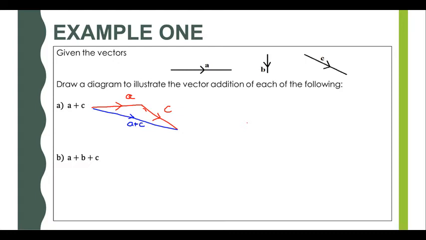We can do the same for part B. So again, if we draw vector A with its direction and label, and then we add vector B with its direction and label, and then we add vector C with its direction and label. Then we can draw the resultant line between the endpoints, and we can label this as vector A plus B plus C.